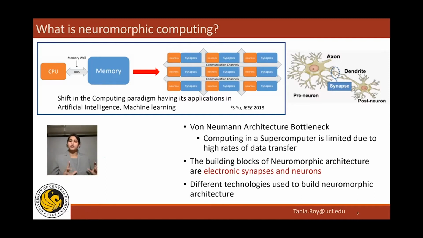And the community is trying to look at an alternative to von Neumann computing by following the way the brain is built. So instead of having the CPU, memory, and all the buses in between, the computer will be built with basic blocks similar to the synapses and neurons of the brain. And different technologies are currently being explored to build such architecture. So this is neuromorphic computing, something which is emulating the human brain.